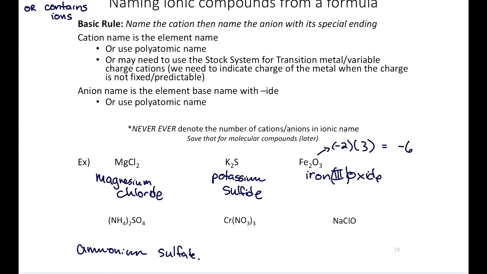That's kind of weird because I just told you that ionic compounds are usually a metal and a nonmetal. But this is an example where it's not. It's actually all nonmetals, but that's absolutely okay because ammonium sulfate still contains ions. So that's why it's an ionic compound, right? Because it contains ions. Ammonium is an ion, sulfate is an ion.